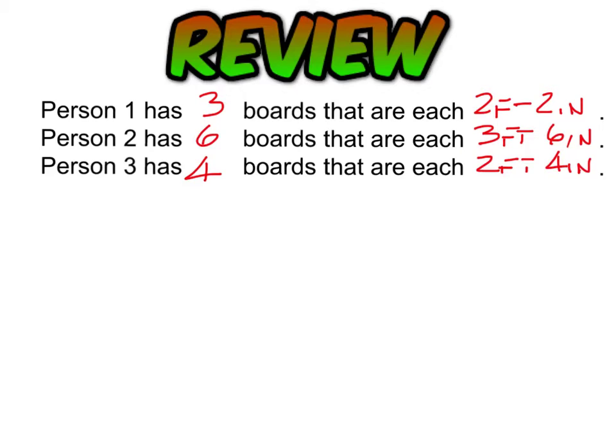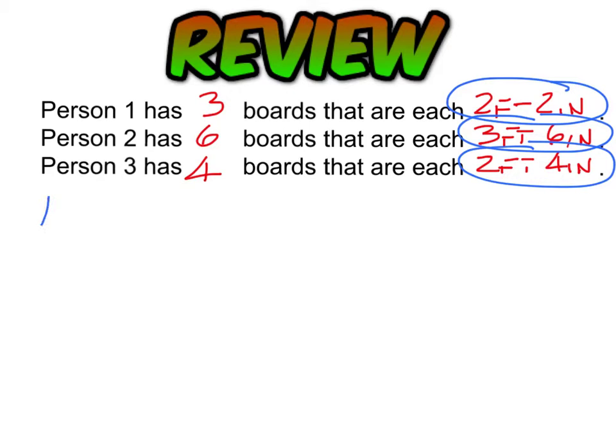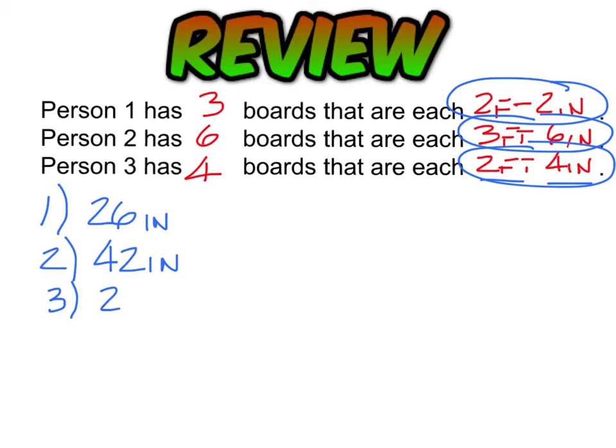What you have to do first is convert. There are shortcuts you can take, but I'm not going to show you those because it may throw some off if I teach 2 different ways. But what you ought to do is change each of these to inches. The first one, 2 feet 2 inches, is 26 inches. That's 2 times 12 plus 2. For the second one, 3 times 12 is 36, plus 6 is 42. And the last one, 2 times 12 is 24, plus 4 is 28.